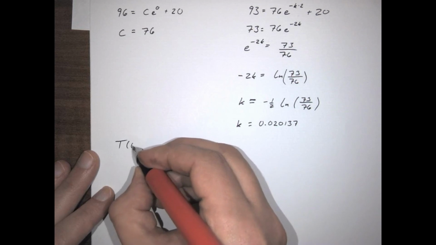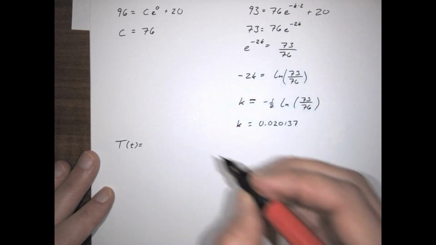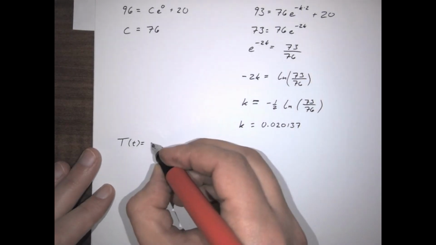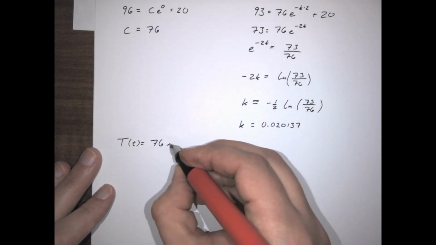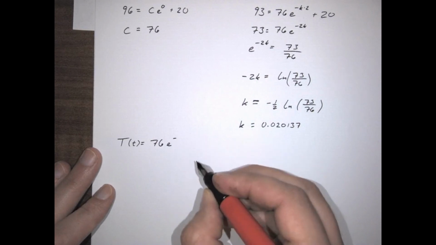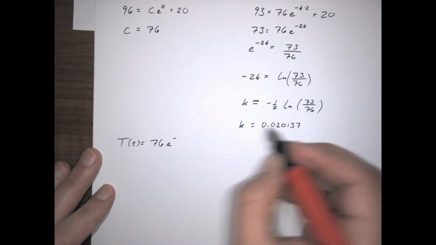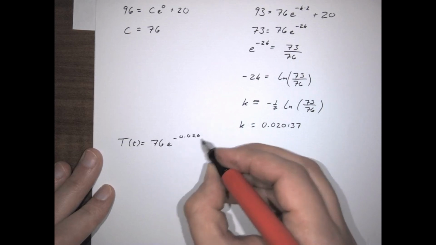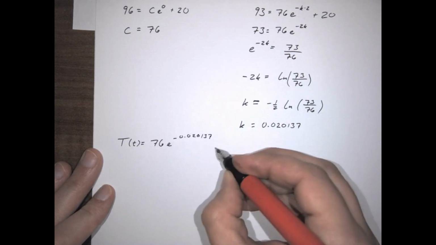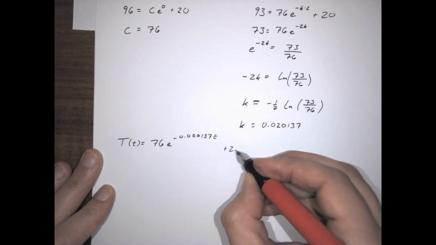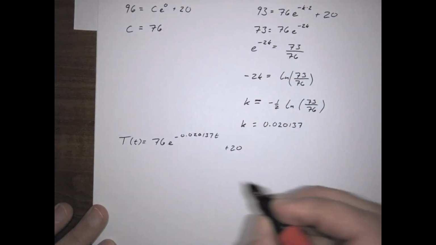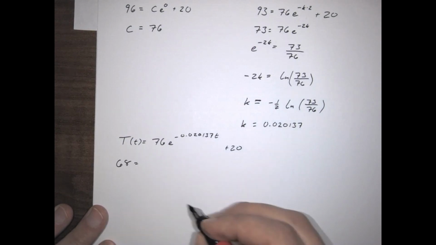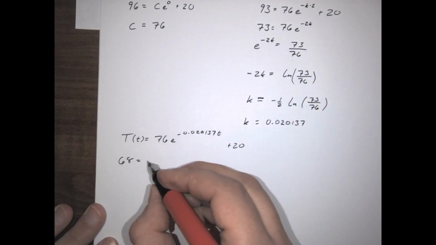But let's remember what this is all for. It's all for finding out the time at which the coffee reaches 68 degrees centigrade. So what do we have here for our overall formula? It was negative kt, so it means negative 0.020137 t plus 20. And now I want to go ahead and set it equal to 68 and solve for the t.